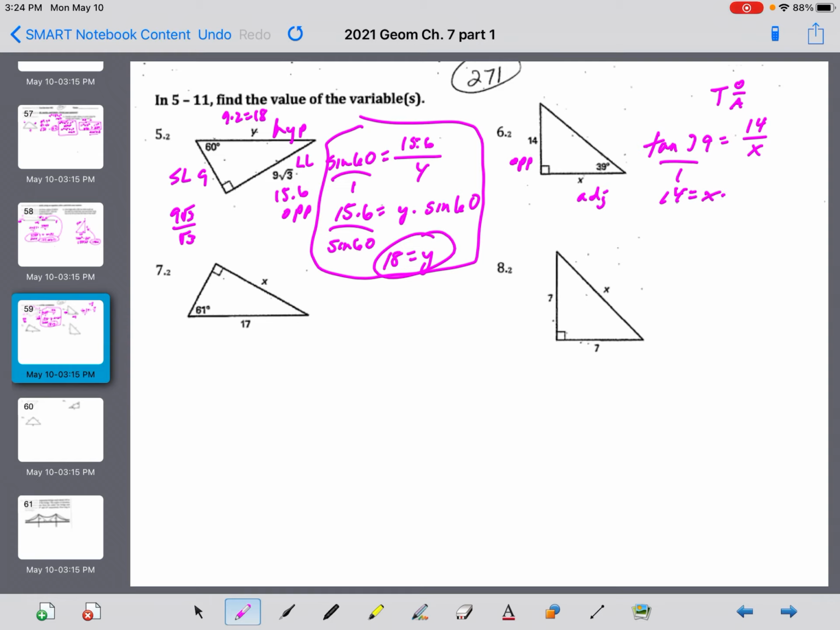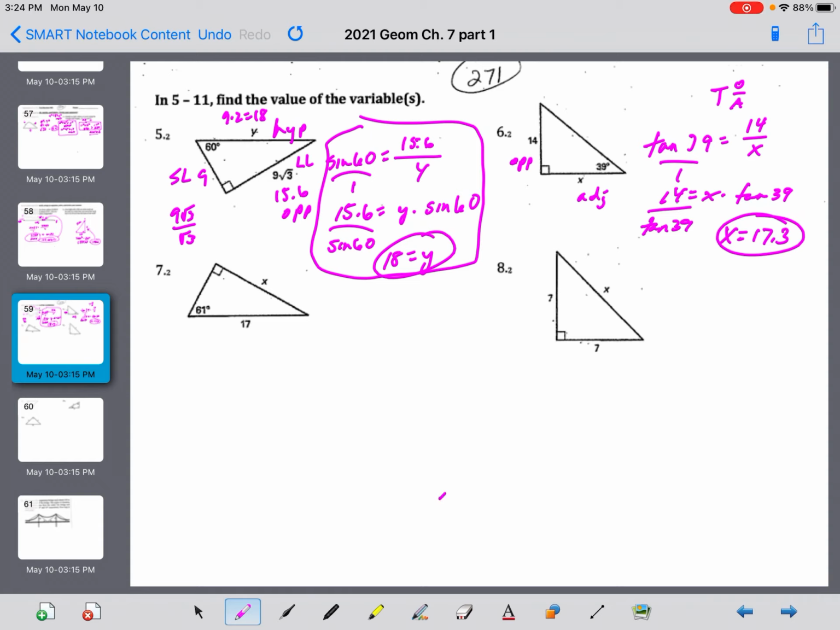14 is equal to x times tan 39. Divide by tan 39. All right, 14 divided by tan 39. When that gets all said and done, about 17.3. Just checking. Yeah, 17.28, 17.3. There's that answer. Trigonometry. Next one's trigonometry again.